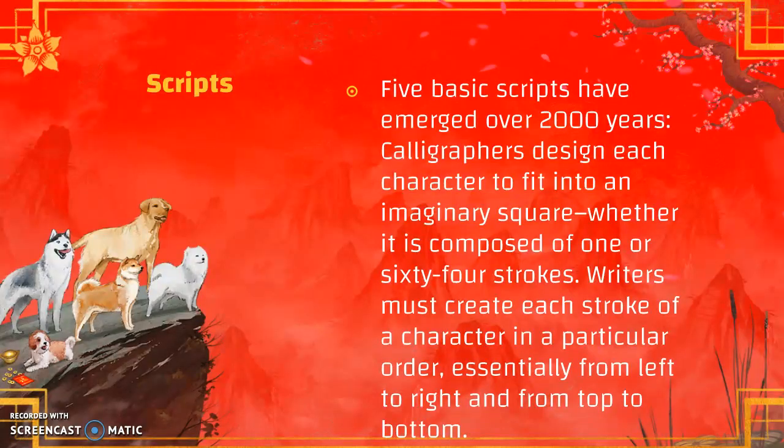So let's talk a little bit about the Chinese calligraphy scripts. Throughout time, five basic scripts emerged over 2,000 years, and calligraphers designed each character to fit. When you imagine your calligraphy paper in front of you, those calligraphers would imagine that each character fit into a little imaginary square, whether it was composed of 1 stroke or 64 strokes. They would create each stroke of a character in a particular order, essentially from left to right and from top to bottom.